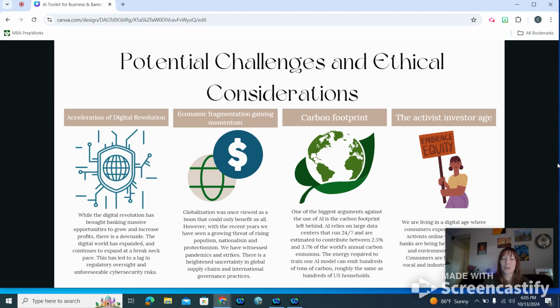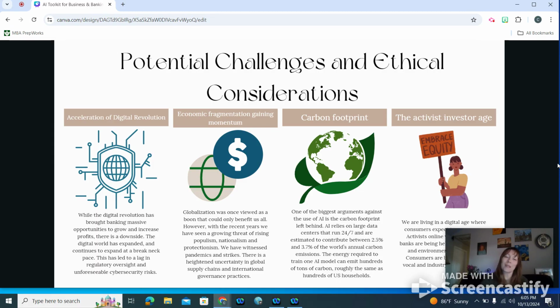There has been an acceleration of the digital revolution. So while the digital revolution has brought banking massive opportunities to grow and increase profits, there is a downside. The digital world has expanded and continues to expand at a breakneck pace. So this has led to a lag in regulatory oversight and unforeseeable cybersecurity risks.